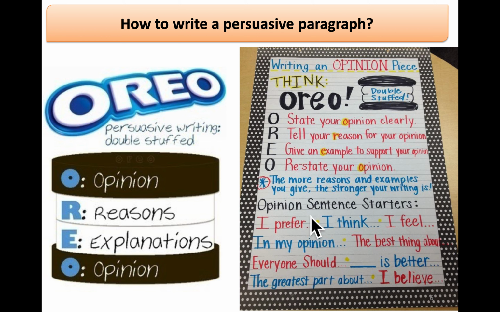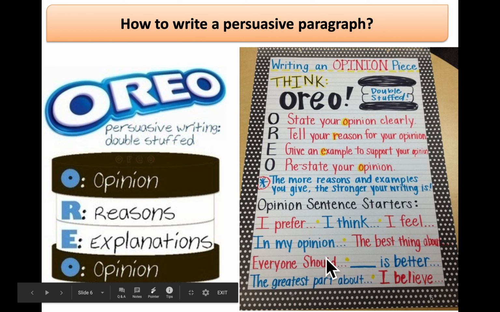Here are some ideas for how to start a persuasive paragraph. The first one is I prefer. Next we have I think. I feel. In my opinion. The best thing about.